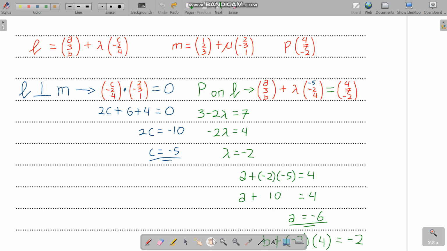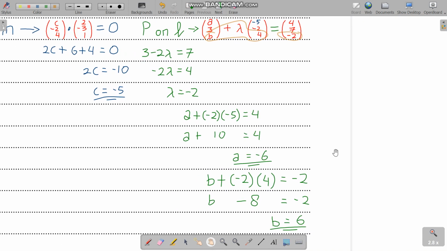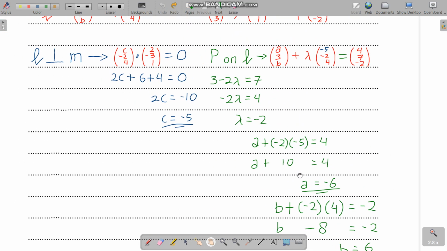After we find lambda, we can find the a and the b. To find the a, use the first equation here. a minus 5 lambda equals 4, but remember we already know the lambda is minus 2. So a plus 10 equals 4, a equals minus 6. And using the third equation here, the z component, we have b plus, well, lambda is minus 2 times 4 equals minus 2, and now we can find the b. So the b is 6, we have a, b, c. We're done with this part.